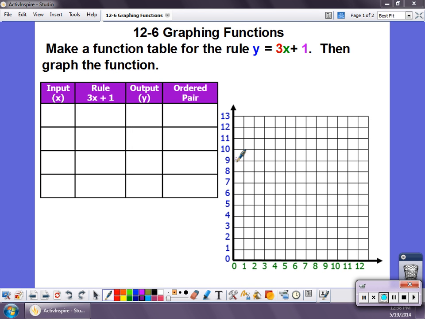You can use a function table to help you graph functions. Essentially, you're going to take what you know about function tables, and you're going to use a function table to help you create a set of ordered pairs. And then finally, once you have those ordered pairs, you're going to graph them onto the graph.